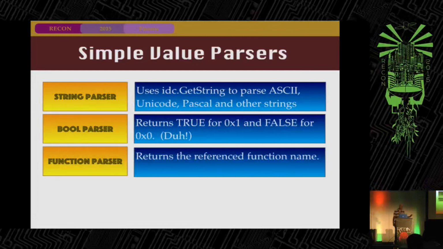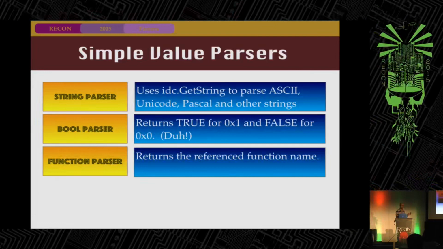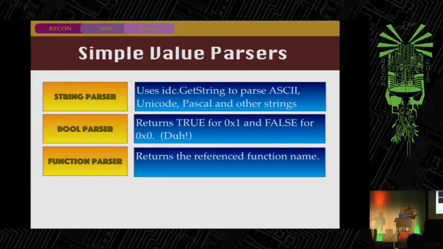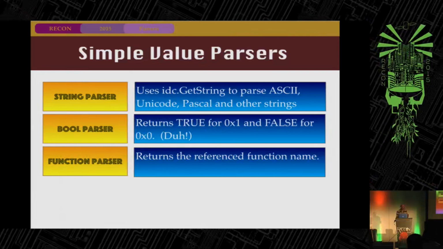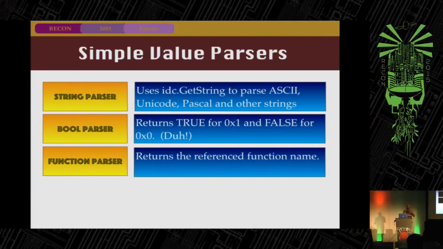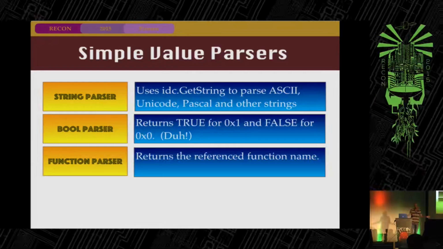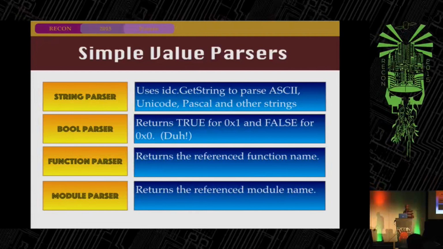Another thing is a function parser. When you get a raw value, this parser actually checks if that raw value references the beginning of any function. And if it does, it will actually give you the function name. So when a function is being passed as an argument to another function, instead of seeing the raw value, we'll actually see the function name, which is really useful. And the other thing is the module parser, which just does the same thing, only with modules.